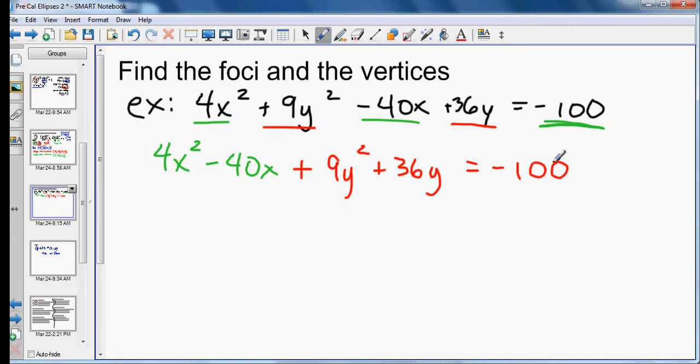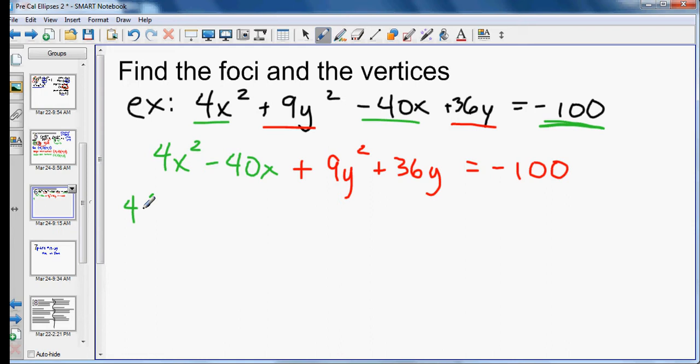Now I'm going to focus on completing the square just inside the parentheses. So I take this number, -10, cut it in half, that's -5. I square it, that's 25. So I'll add 25. But I have to do it to both sides, and here's the weird part. I'm not just adding 25 to this side. I'm adding 4 times 25 to this side.